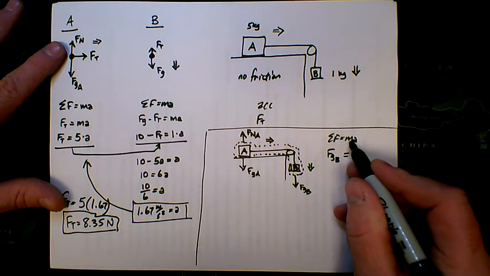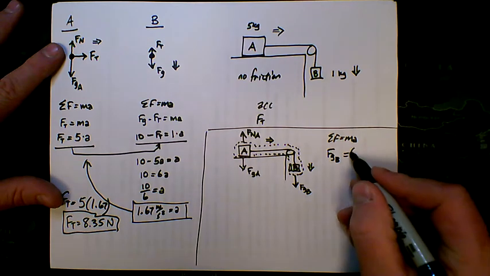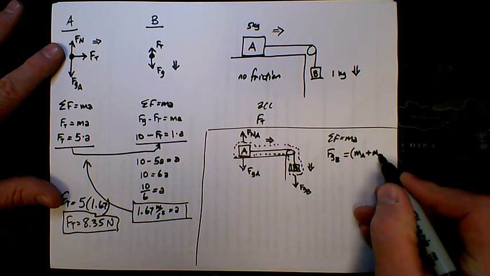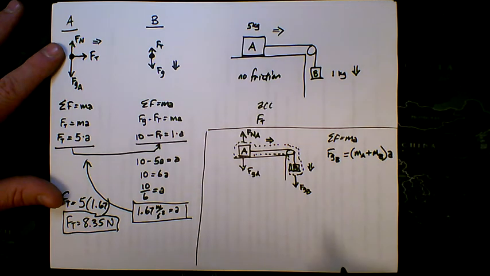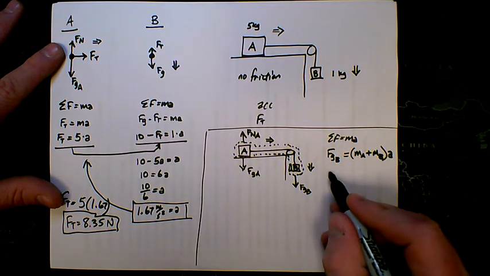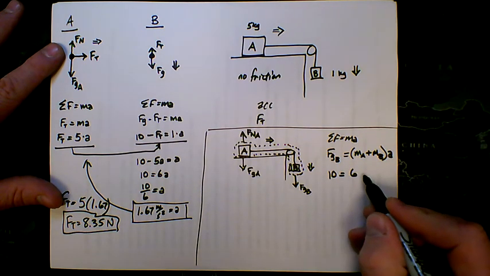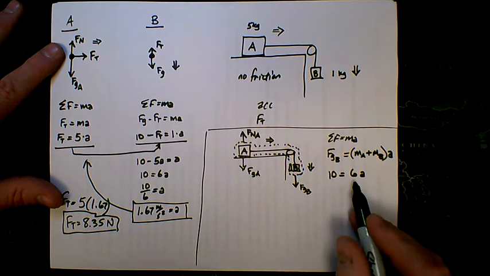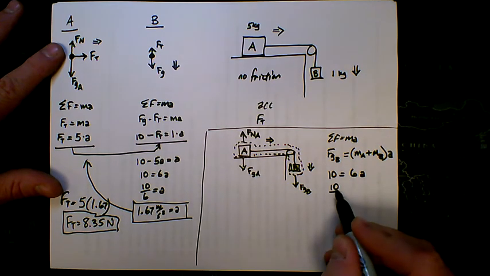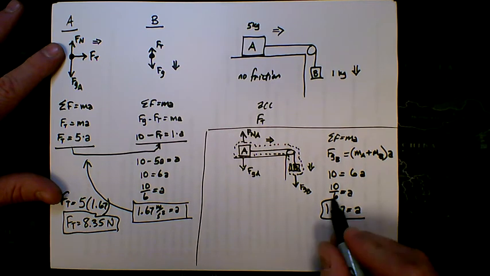Now what m do I use here? I need to use the mass of my system. Since my system includes both blocks A and B, it's got to be the mass of block A plus the mass of block B times the acceleration of my system. So now I can plug in my numbers. This is 10 newtons. My combined mass is 5 plus 1, 6, and you can see it's the exact same thing we got over here. 10 was equal to 6a, so 10 over 6 equals a, or 1.67 equals the acceleration.